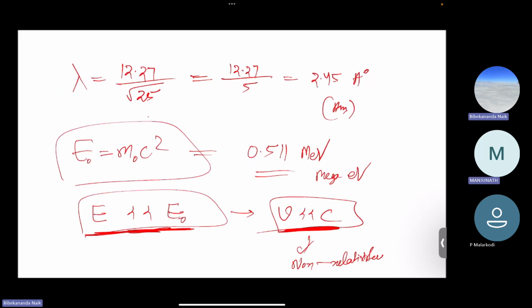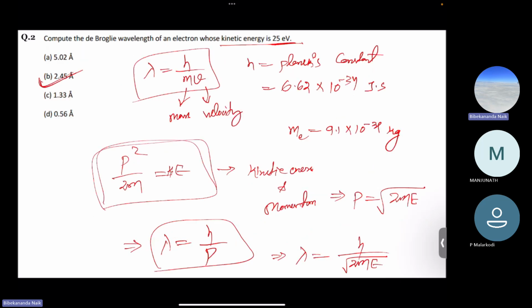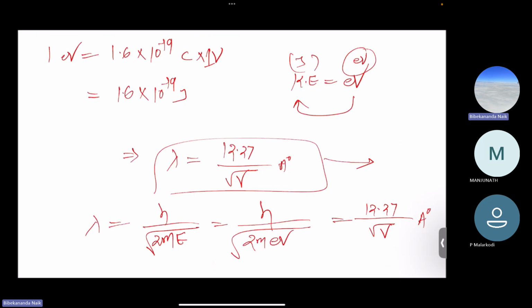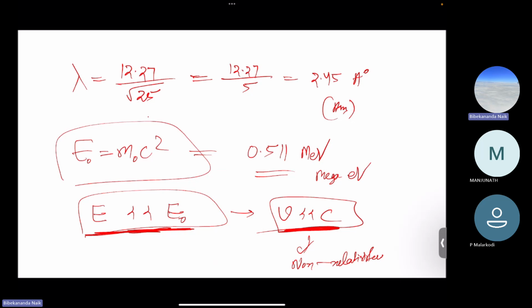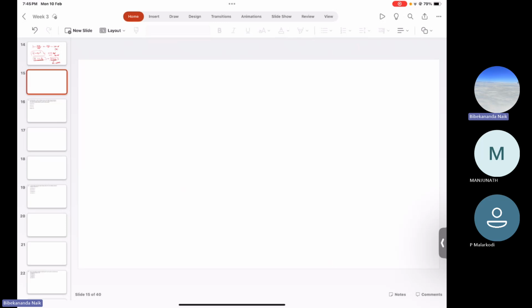Yes, sir. Thank you. In this question, we used the formula p square by 2m equals E. However, if we talk about the case when the motion of the particle is relativistic, let me add another slide first. So new slide. Okay, so for the non-relativistic case, the expression was h over root 2mE. This was the case of non-relativistic.